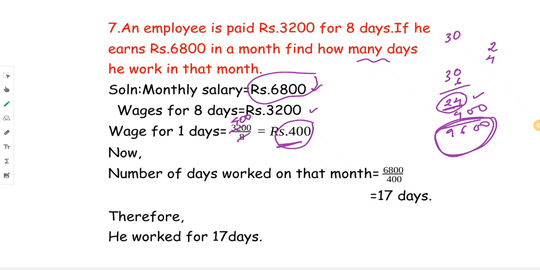Clear? So now let us find the number of days worked in that month: the salary divided by 1 day's wage, right? So 0 0 0 0, then 4 1s are 4, 4 1s are 4, 5 6 29, 4 7s are 28. So you can see from here that he only went to work for 17 days instead of the 24 days. That is why he's earning lesser than his actual salary. Therefore he worked for 17 days.